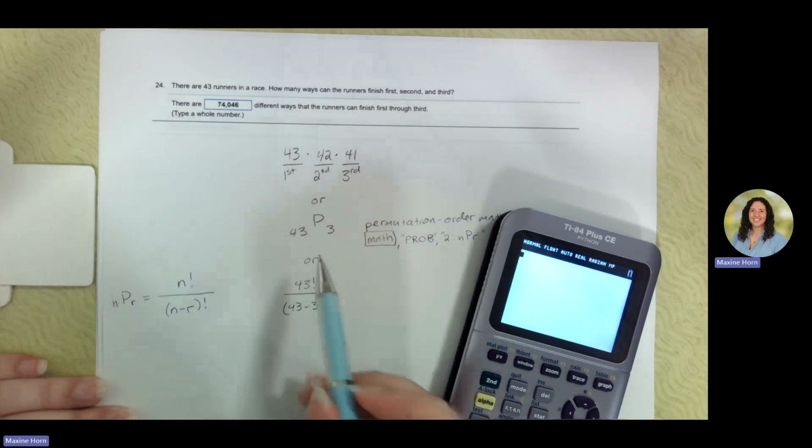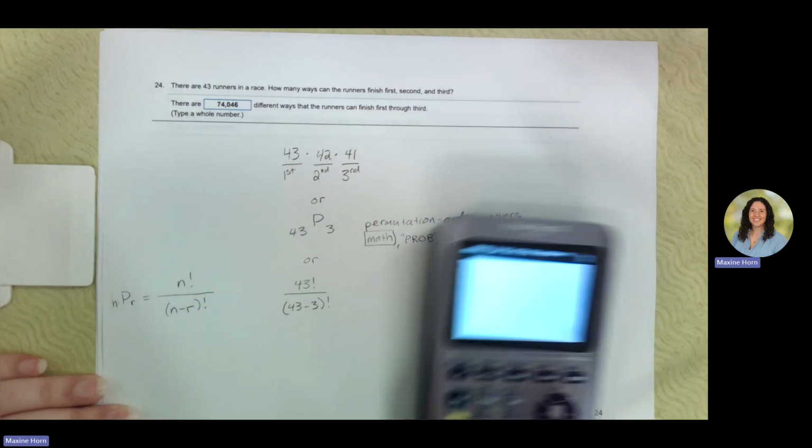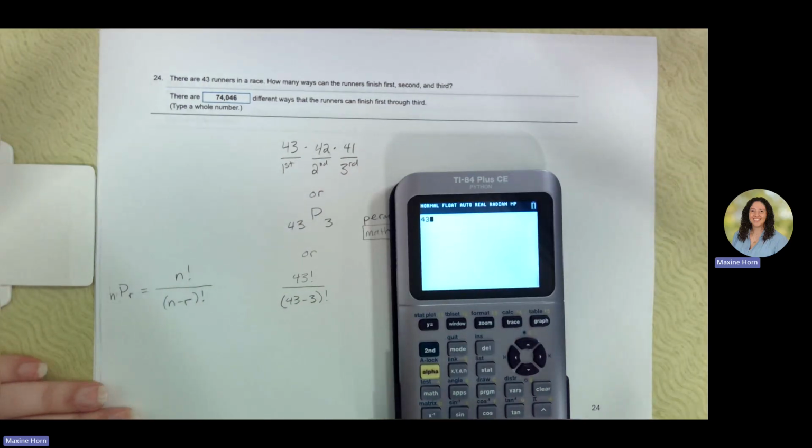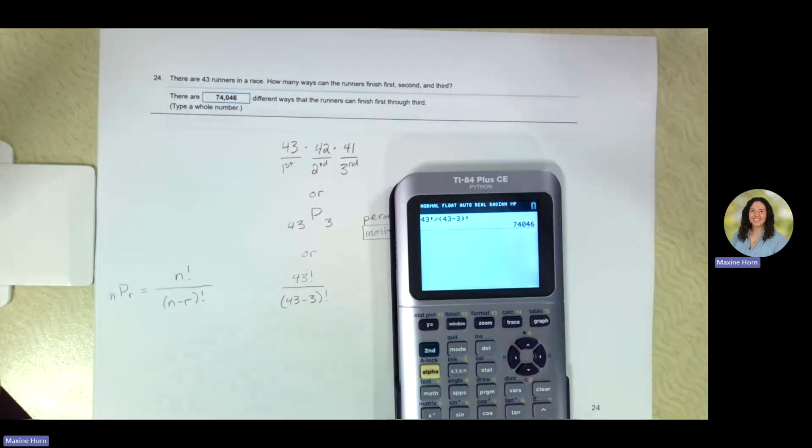Okay, so again, we can plug this into the calculator. Remember, the factorial symbol is in that same math probability menu. Okay, so I'm going to say 43 factorial divided by 43 minus 3 factorial. And conveniently, we get the exact same number, right?